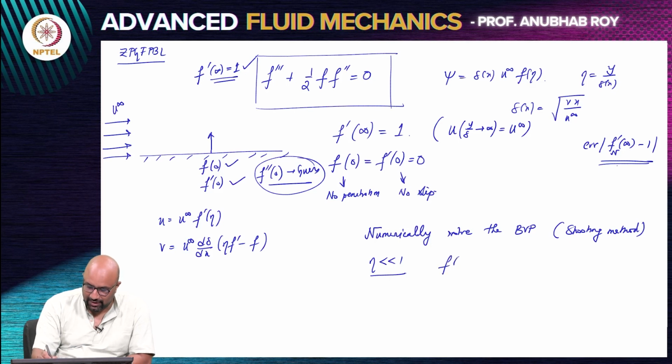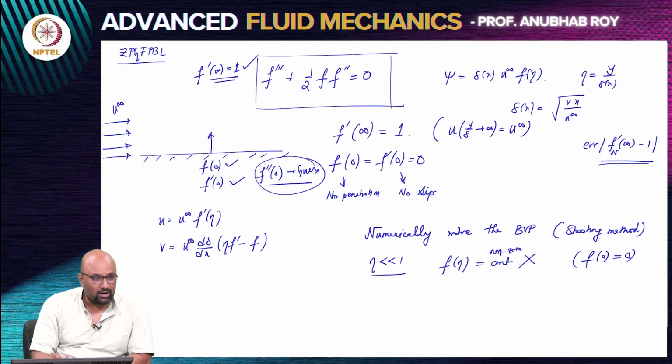So, f of eta equal to a constant is not permissible because it violates f of 0 is equal to 0. Let me be more precise here. It cannot be a non-zero constant for small values of eta. It cannot be some constant times eta. This is also not permissible because this would give me a non-zero value of f dash of 0.